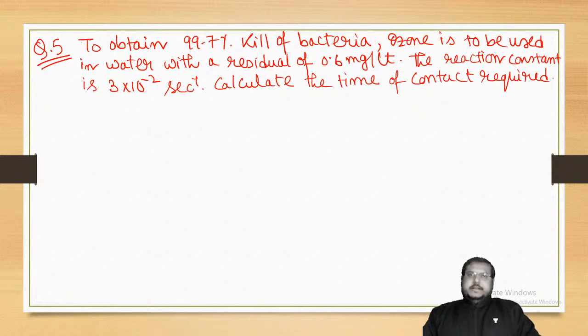So to obtain 99.7% kill of bacteria, ozone is to be used in water with a residual of 0.6 milligram per liter. The reaction constant is 3 into 10 to the minus 2 second inverse. Calculate the time of contact required.